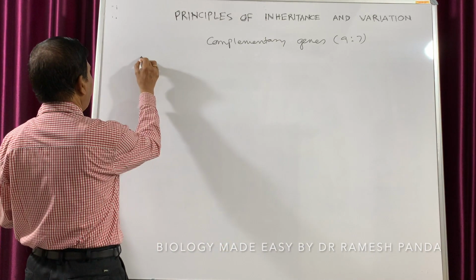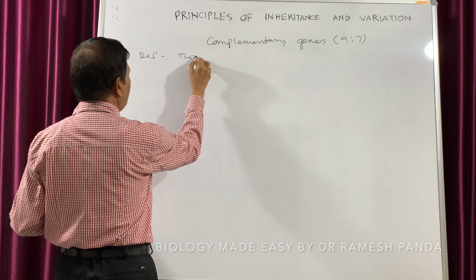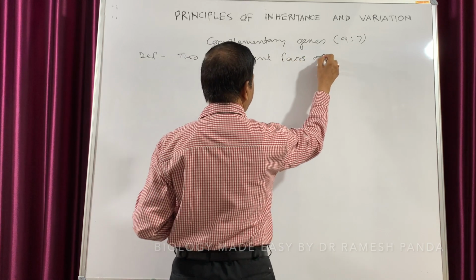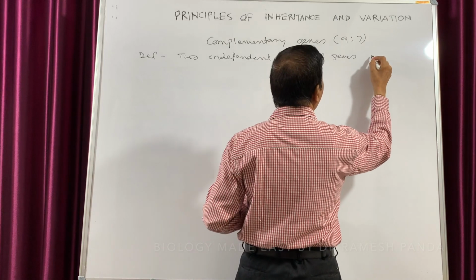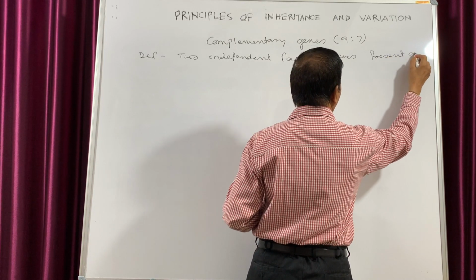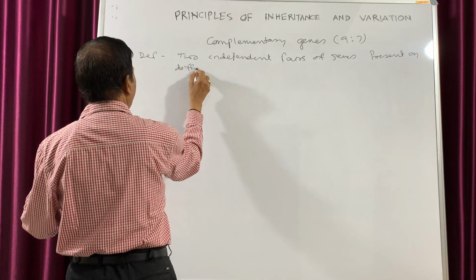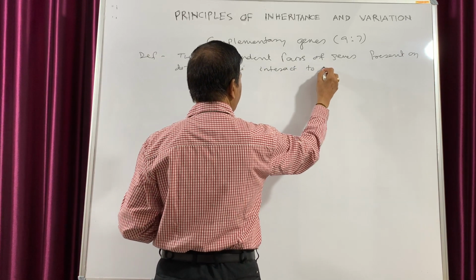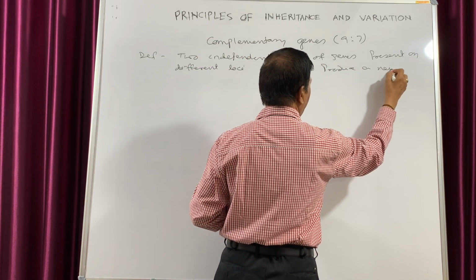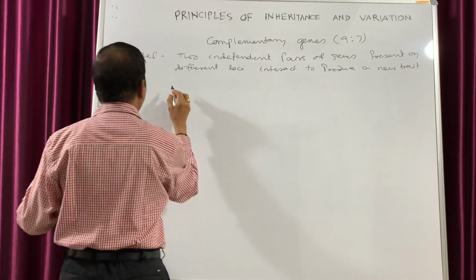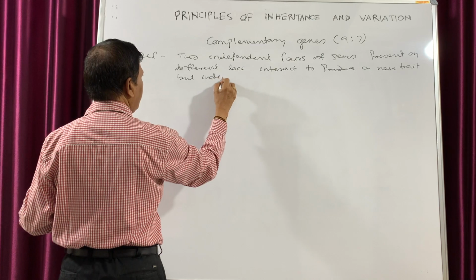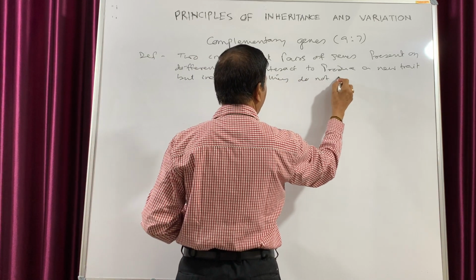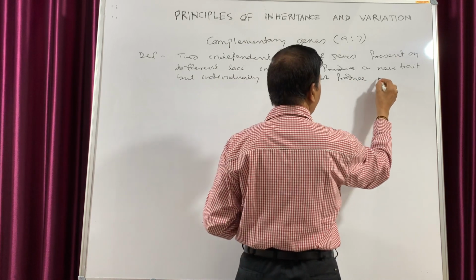That means, if you write the definition: two independent pairs of genes present on different loci interact to produce a new trait, but individually they do not produce a character.